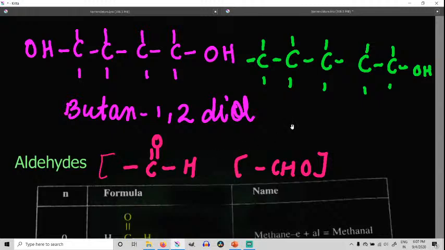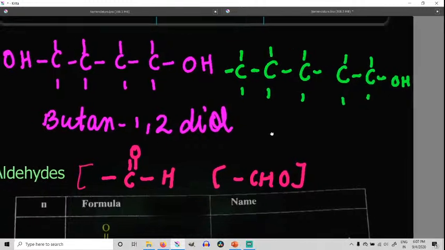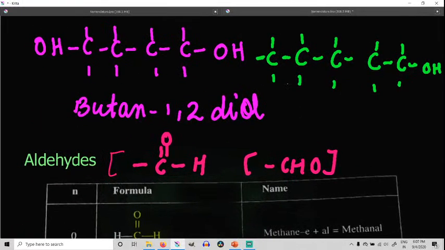Can you identify what will be the name of this compound? Can you tell me the name of the second compound which is written in green?